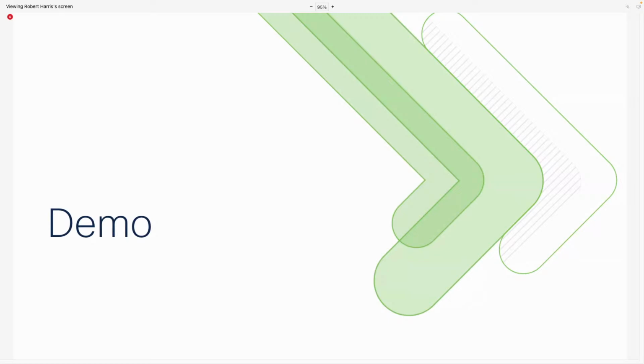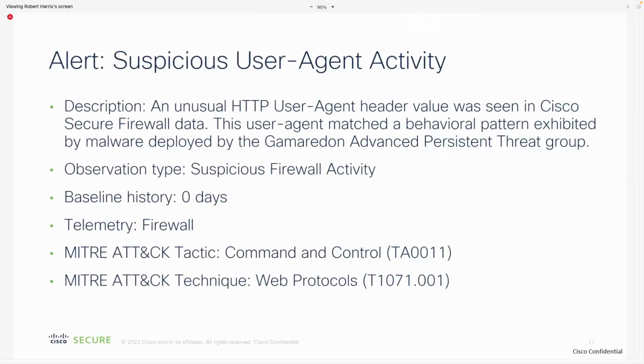Let me just go back one slide here, and we can point that out. The second bullet is our observation type, and we see it's listed as suspicious firewall activity. An observation is the link in between the raw telemetry source that we're bringing in and the actual alert that has fired.